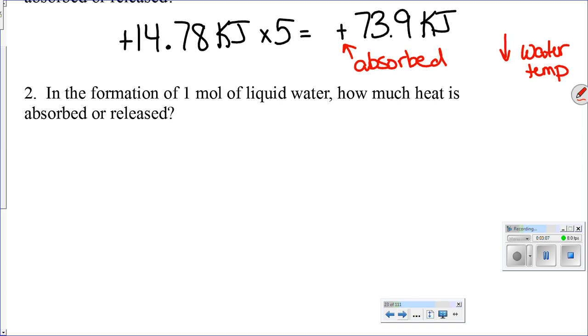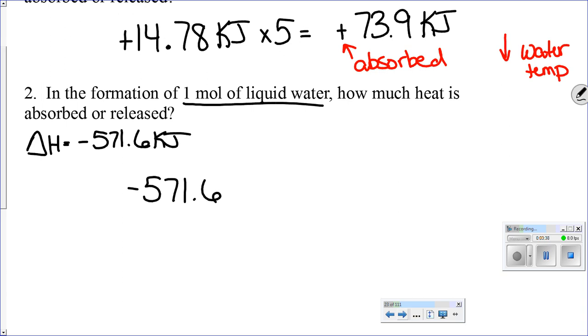Question number 2, in the formation of 1 mole of liquid water, how much heat is absorbed or released? So there's a couple of reactions that involve forming water. I'm looking specifically at the one where it forms liquid water. You're going to notice you get a delta H value of negative 571.6 kilojoules. However, you're also going to notice you form 2 moles of water here. And we're only looking at forming 1. So we're going to take our 571.6 kilojoules and divide that by 2. So it's half the number of moles as it's written on the reference table.